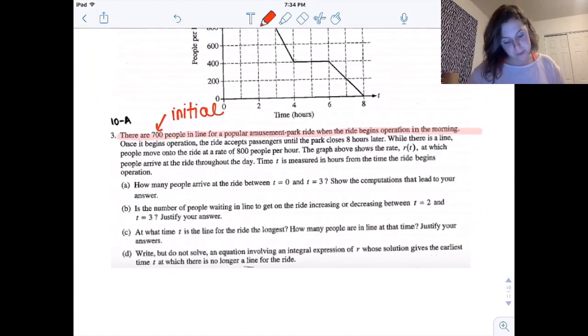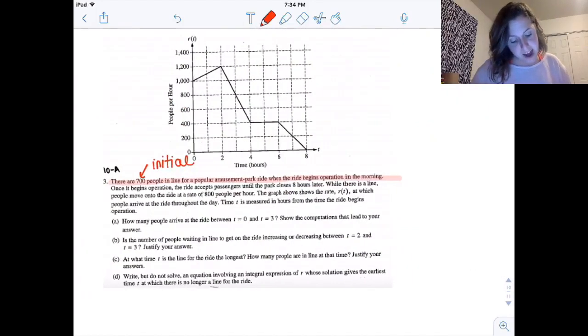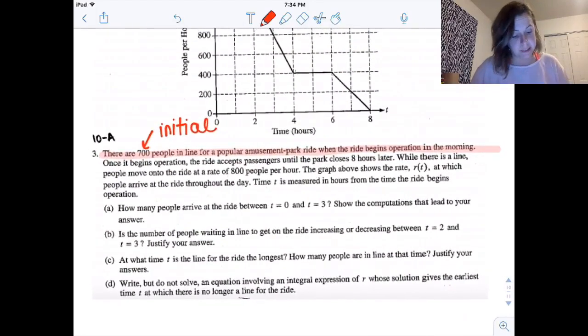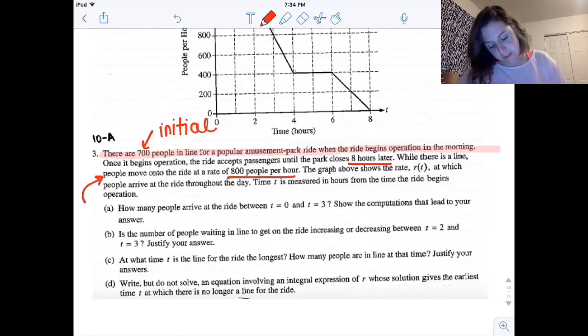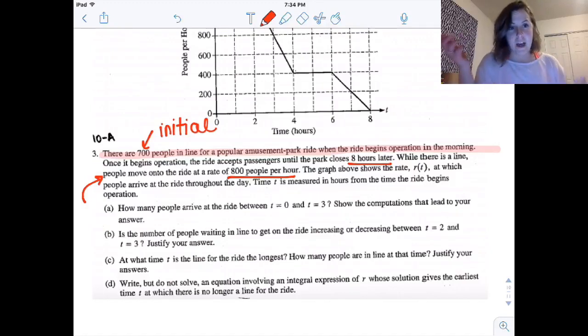Once it begins, the ride accepts passengers until the park closes 8 hours later. When there is a line, people move on to the ride at a rate of 800 people per hour. So this is the rate that people move on to the ride or out of the line, right? The graph shows the rate at which people arrive at the ride throughout the day. T is measured in hours after the ride opens.